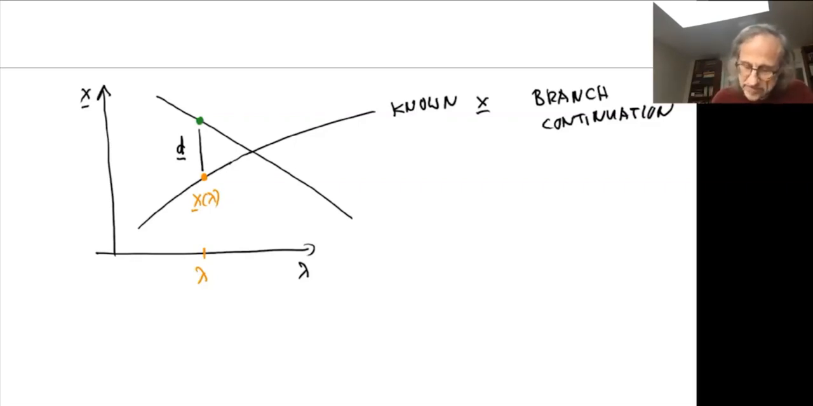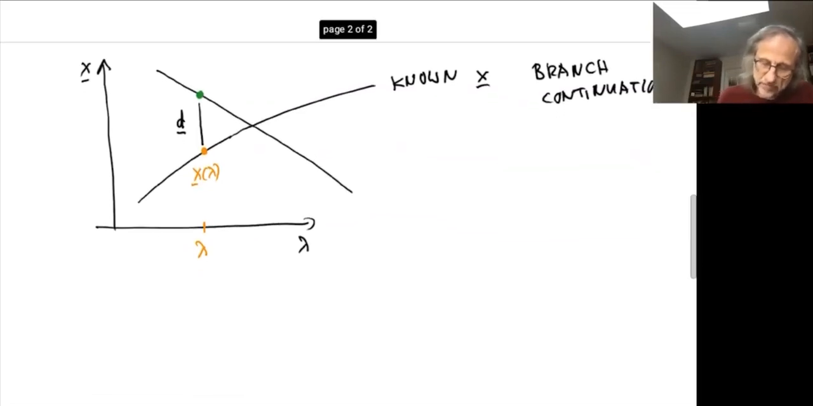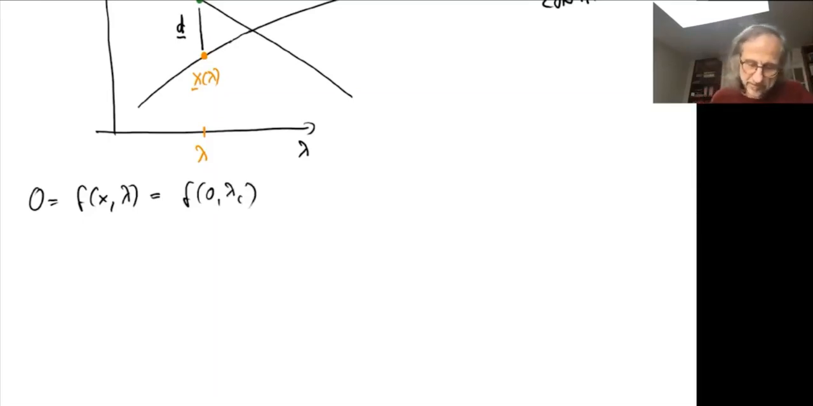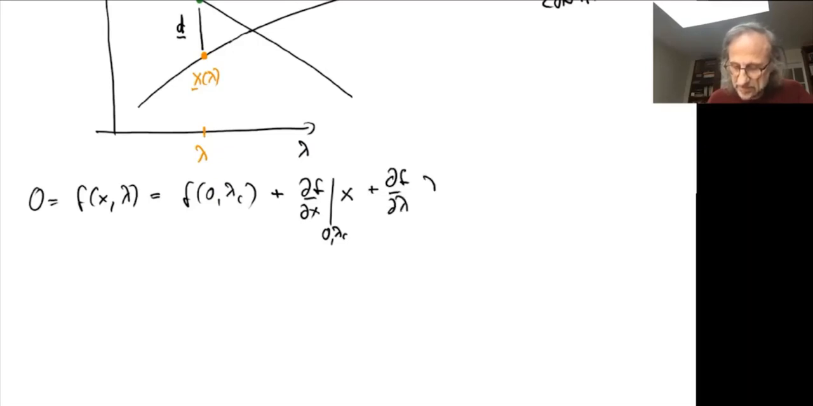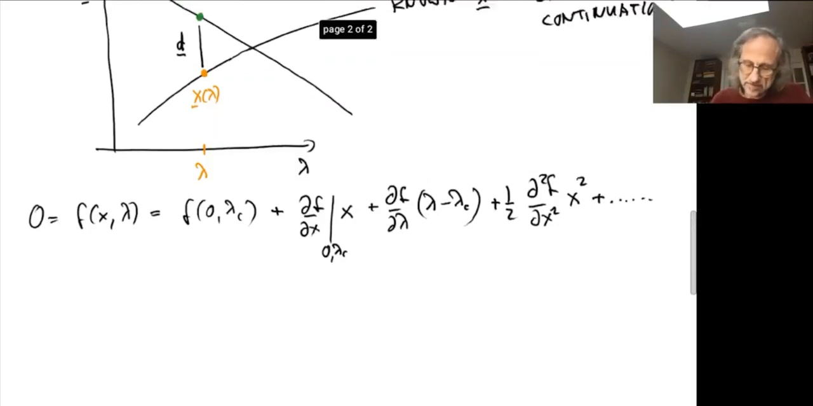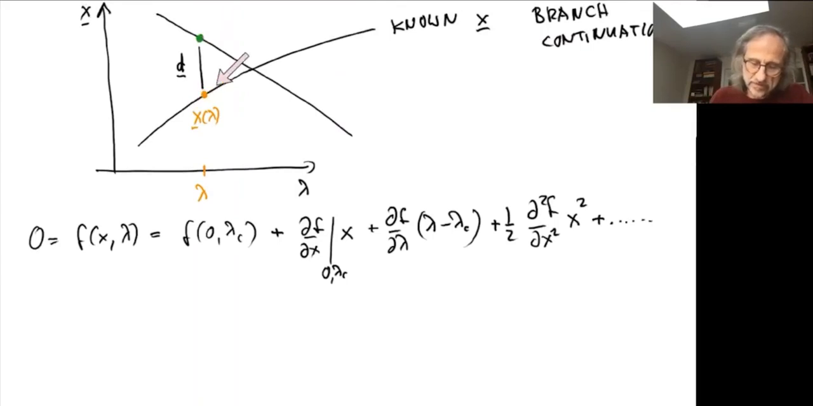So let's just sketch that very simply to see why we would need these second derivatives. If you just did your scalar case, where we have 0 is equal to f of x and lambda, right? That is f of, let's assume our fixed point is at 0, but I keep lambda_c here for a reason that becomes apparent in a second, plus df/dx evaluated at 0 and lambda_c times x plus df/dlambda times lambda minus lambda_c plus 1/2 d²f/dx² x² plus more and more. So the distance that we're talking about here is the distance between the base solution, which in this simple calculation I'm thinking is 0, and the new solution, which in this case is simply x.